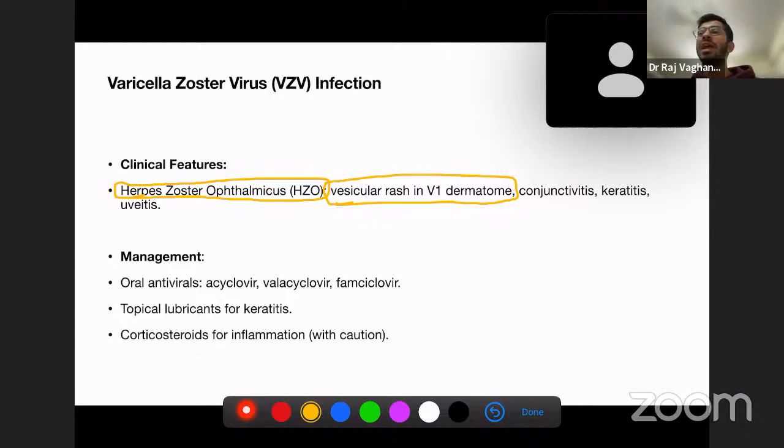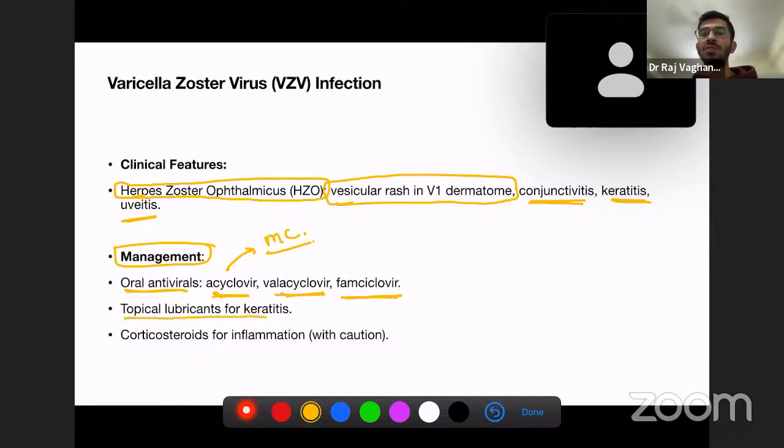Other than that, you can have conjunctivitis, keratitis, or uveitis. Management includes oral antivirals like acyclovir, valacyclovir, or famciclovir. These are the three antivirals used to treat the varicella zoster infection. The most common of them is acyclovir.